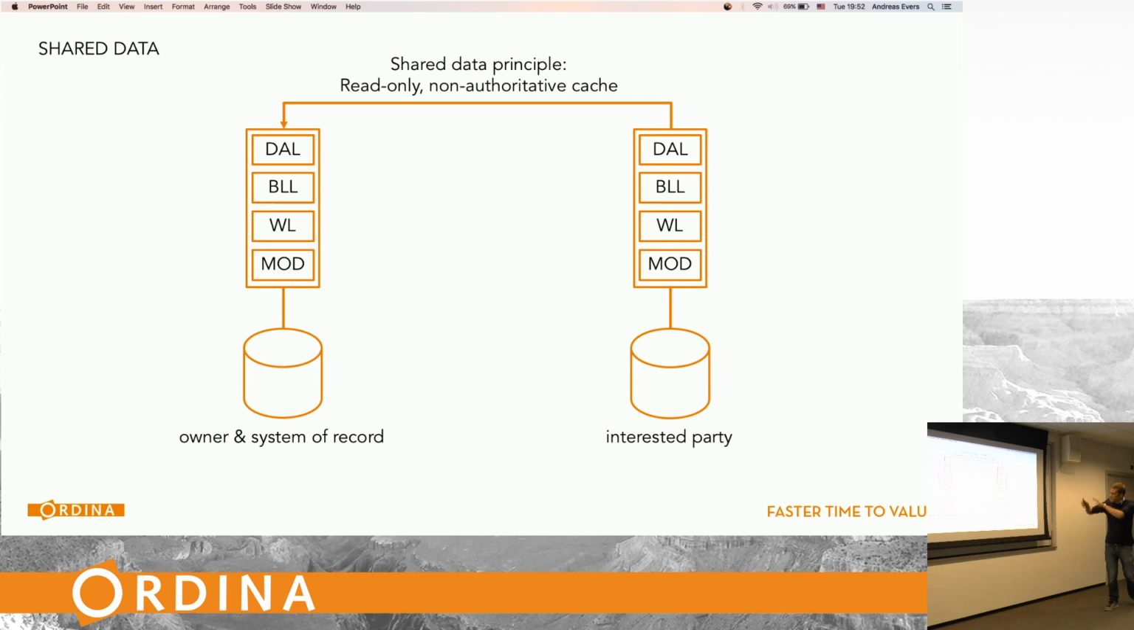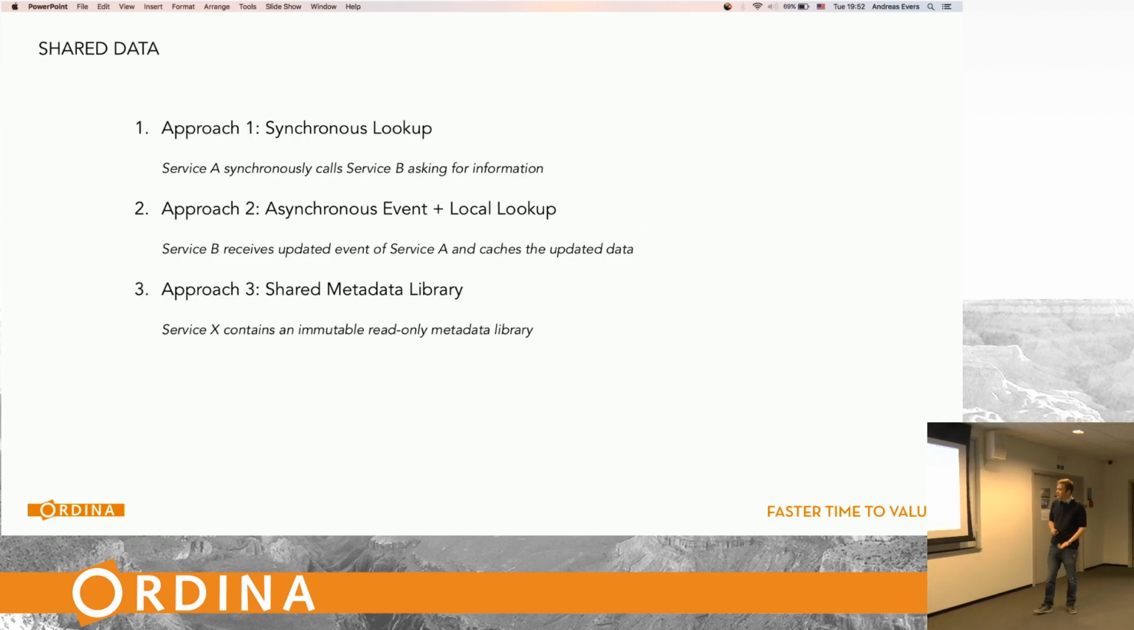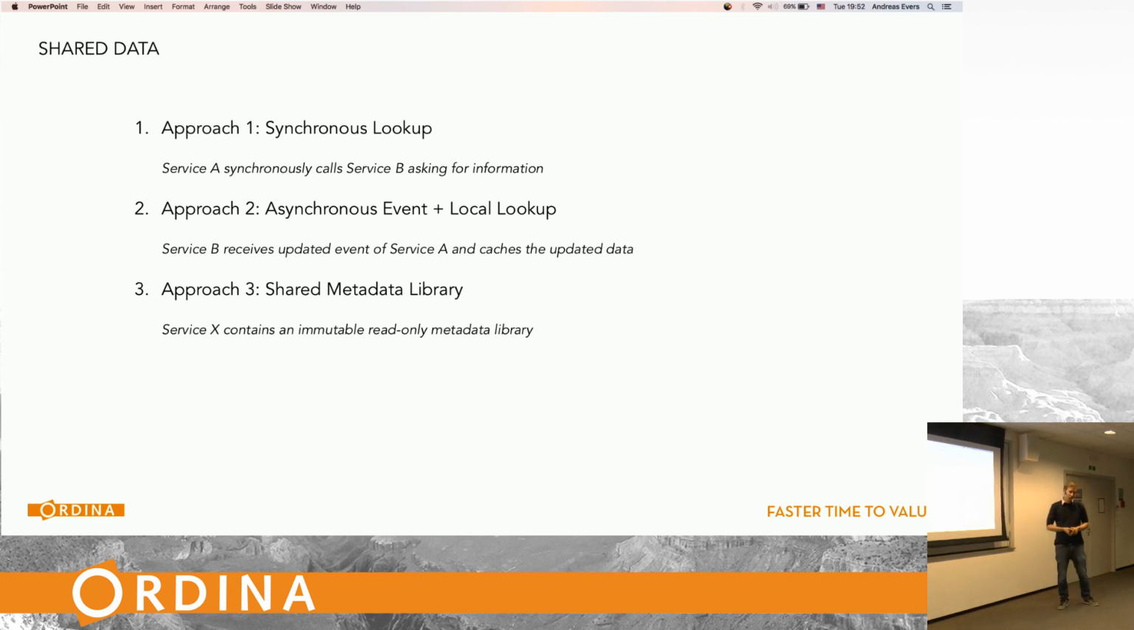So if you get this as a principle, then we can talk about how we can deal with shared data. We have three approaches. One approach is synchronous lookup, which is super simple. Service A synchronously calls service B to get information. And service B gets this from its database.